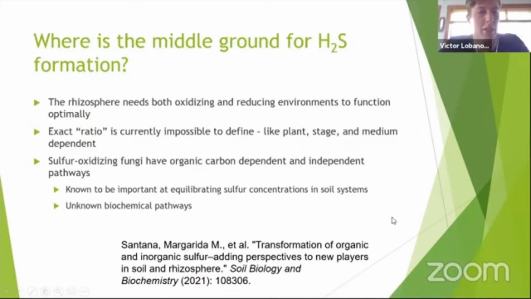Where is the middle ground in all this? We don't have a good number for a ratio. But we do know that, once again, fungi are really important here. Sulfur oxidizing fungi have 2 different pathways where they can manipulate the concentration of sulfur, and they are doing that with some sort of intention of influencing plant growth and root growth. But we don't know much about that.